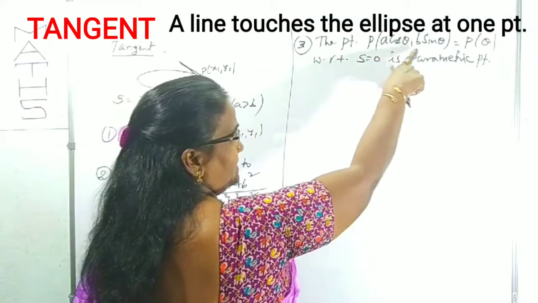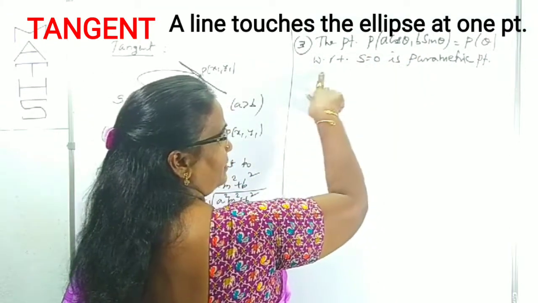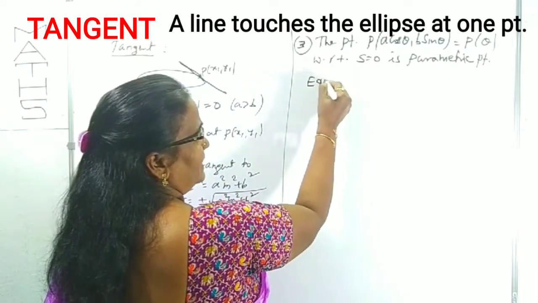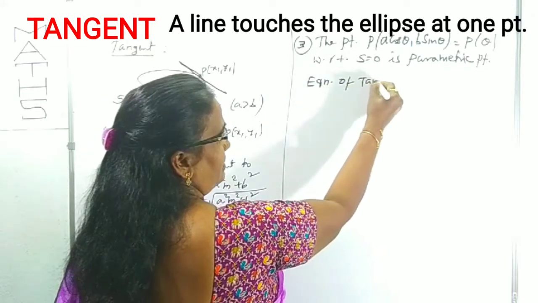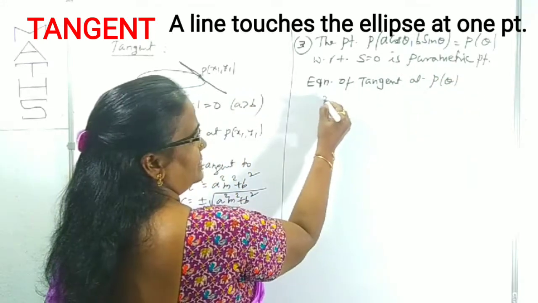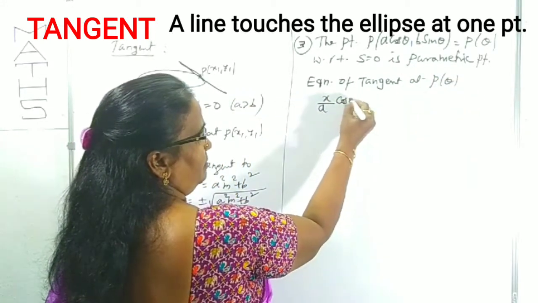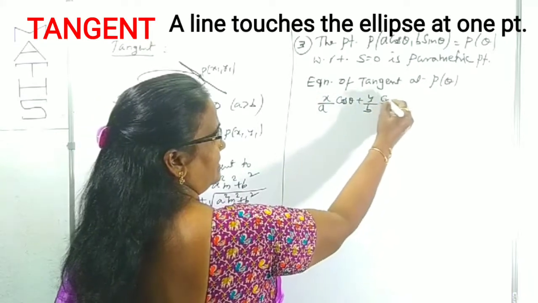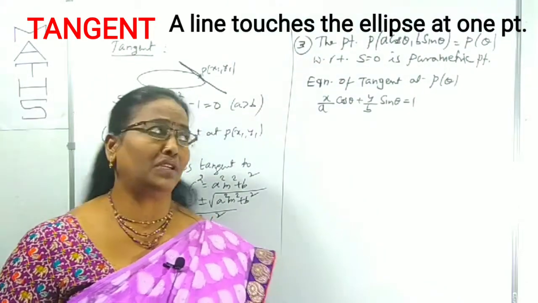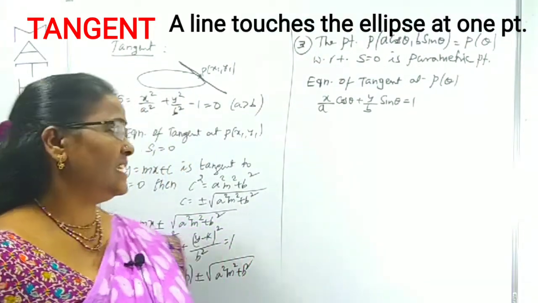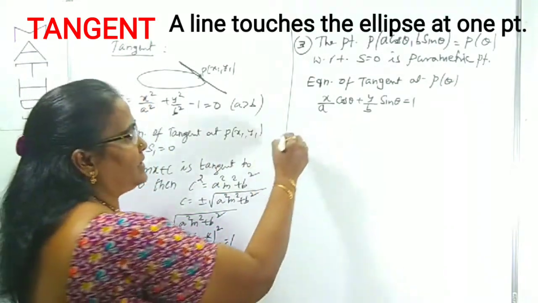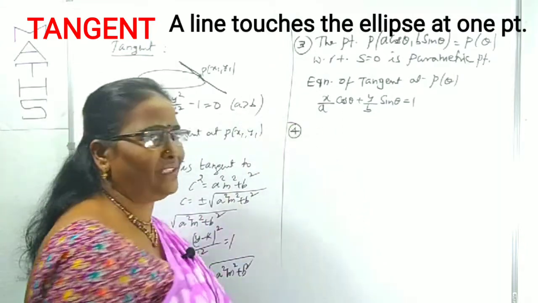The point P (a cos theta, b sin theta) is a parametric point with respect to the ellipse S is equal to 0. Then the equation of tangent at this parametric point, the equation of tangent at P theta, we can remember as x by a cos theta plus y by b sin theta is equal to 1. So this is also one more formula for the equation of tangent, in addition to the point form and slope form, at a parametric point, right? Now we can come to the applications of tangents.